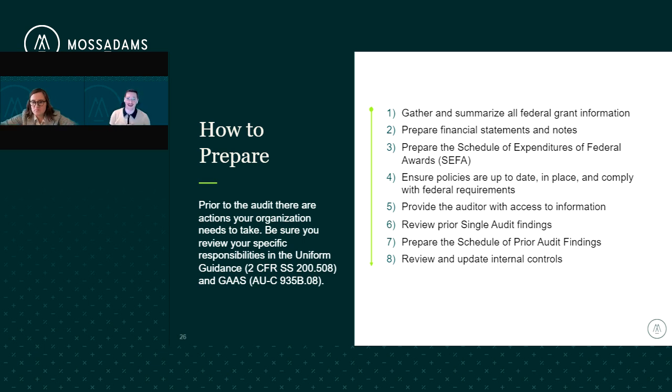Ensure your policies are up to date and in place and comply with federal requirements. Make sure that your auditors have adequate access to information. The easier you make their jobs, the easier your single audit will be. Make sure you review your prior single audit findings if you had any and are able to speak to them once your auditors ask. Prepare your schedule of prior audit findings, which is a required part of a single audit if you had prior audit findings. And then review and update your internal controls as needed.